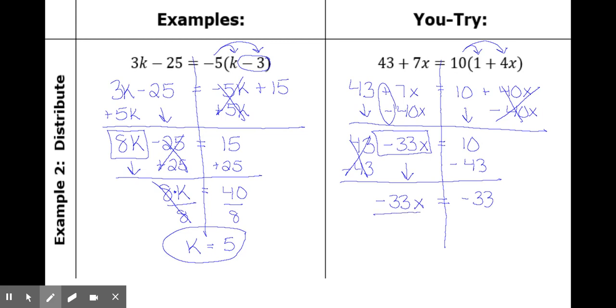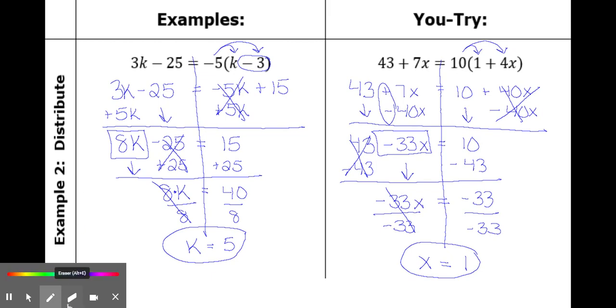Just like always, I have to divide by the coefficient. The coefficient is a negative 33. This will cancel, so I'm left with x is equal to negative divided by a negative makes a positive. 33 divided by 33 makes 1. Any number divided by itself equals 1. So those are your two examples about how to solve when there's distributing involved.